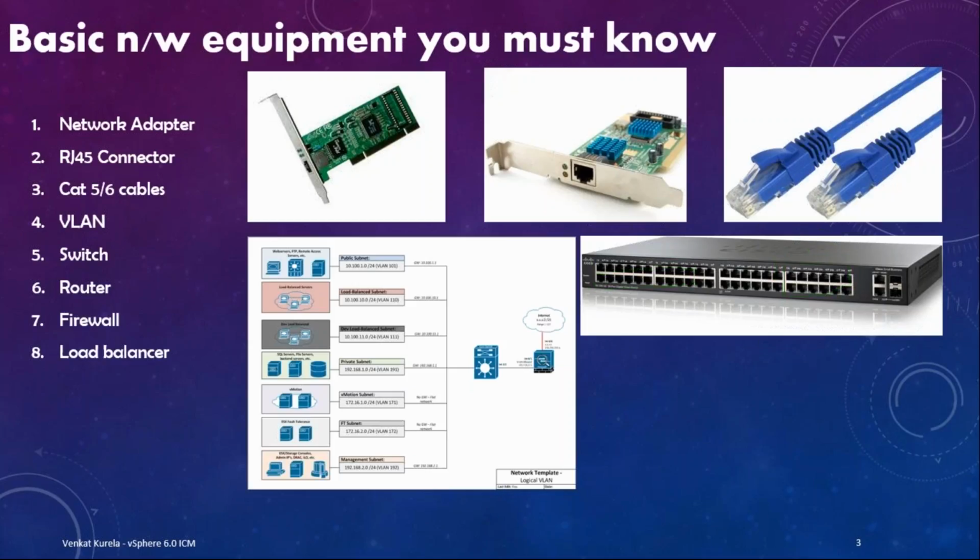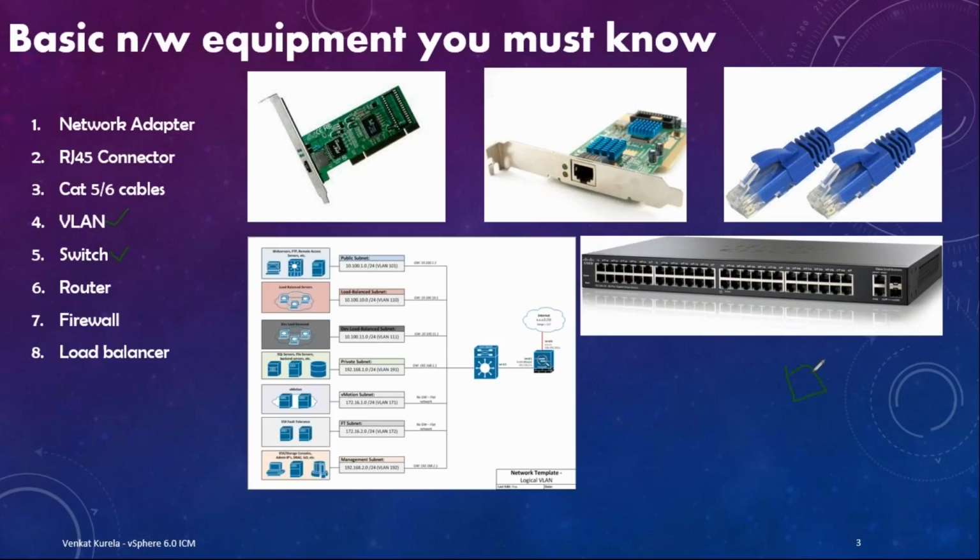4095 unique networks on a switch. That's called the VLAN concept. And from the VLAN, like I said, what is a switch? As you see here, it is a layer 2 switch, which will basically help connect multiple servers to a switch, and they can talk to each other.